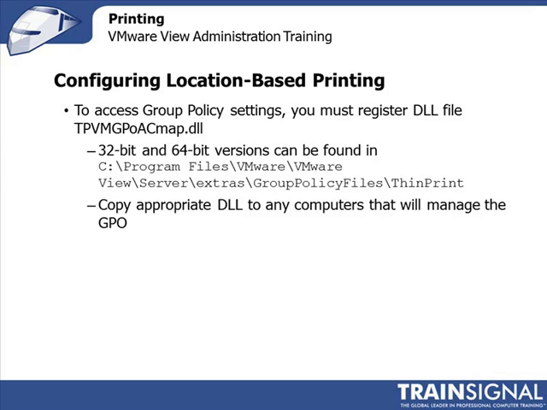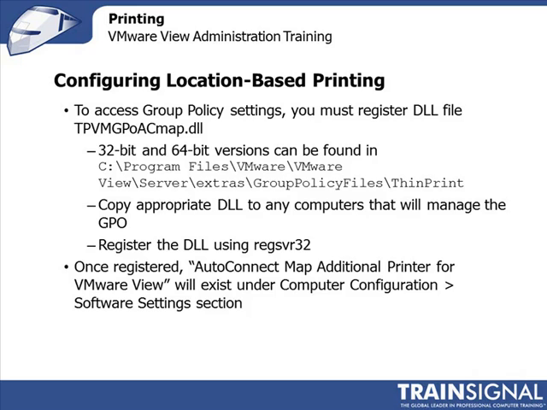You simply need to copy the appropriate DLL to any computers that will manage this GPO. Oftentimes, this will be domain controllers, and possibly admin workstations. If your admins are using a VMware View desktop pool, this is an easy update to the parent image in order to give every one of the admins access to that DLL. And finally, of course, you need to register that DLL, making it available for use by the Group Policy Object Editor.